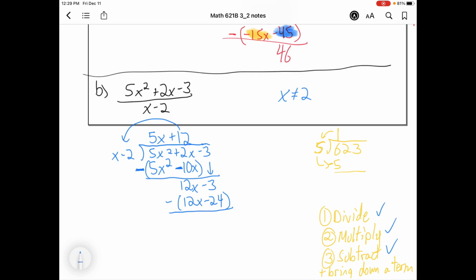The 12x's should be gone, and they are. I could put a little squiggly, or I could put 0 there. The last piece, it's negative 3 right here minus negative 24. If you're not sure, then write it out off to the side. Negative 3 minus negative 24. Oh my gosh, that's negative 3 plus 24, or positive 21. And that is your remainder.